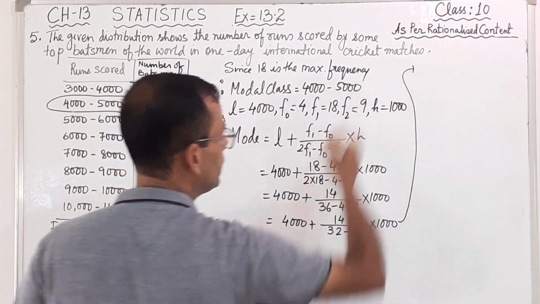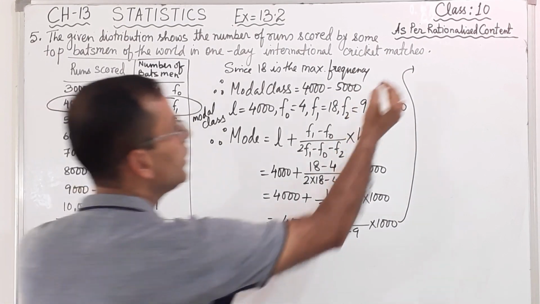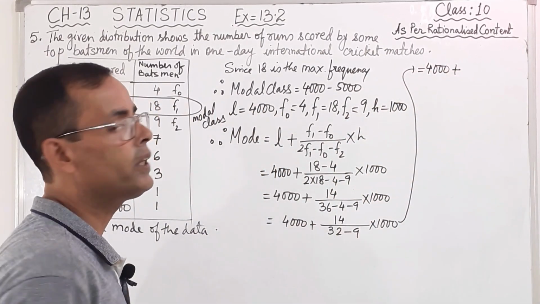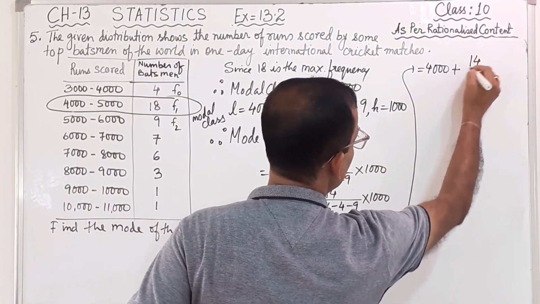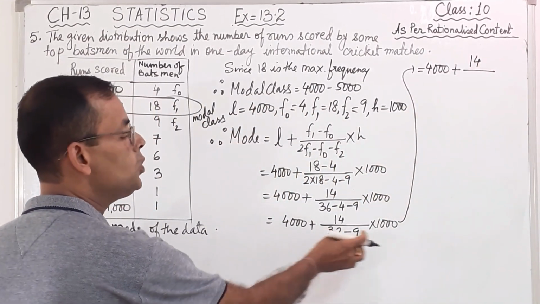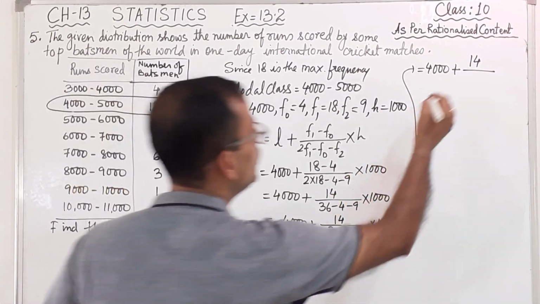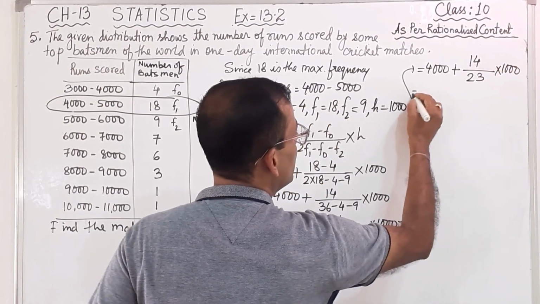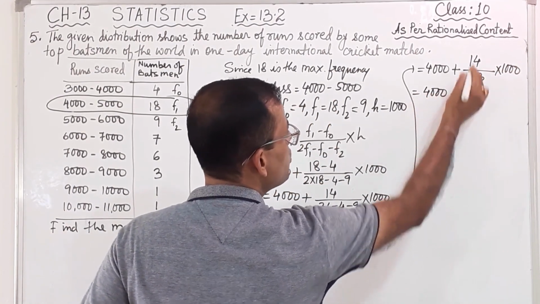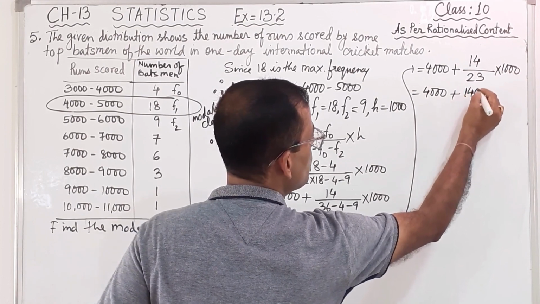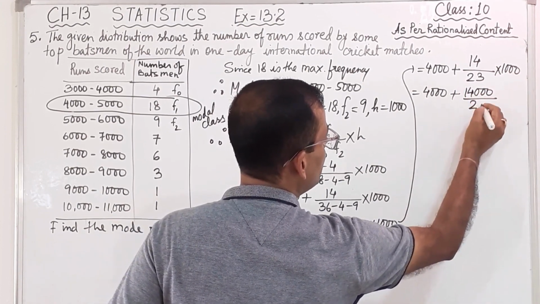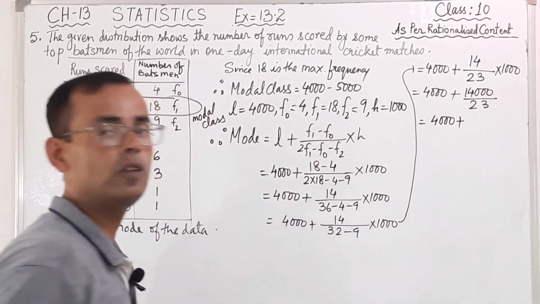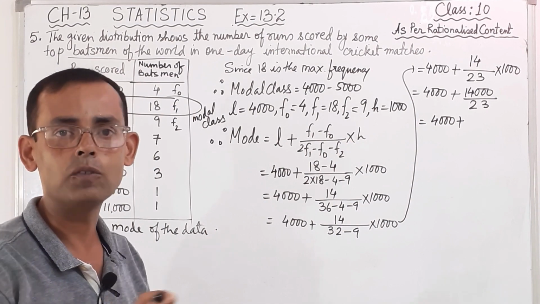Now let me do it here. So first is 4000. Then plus 14, which will be as it is, divided by 32 minus 9, which is 23. If you cannot do it, you can do the rough. Then into 1000. Now 4000 plus 14 into 1000, 14,000 divided by 23. Clear? Now 4000 plus, this one we will divide and then we will add and we will get the answer.